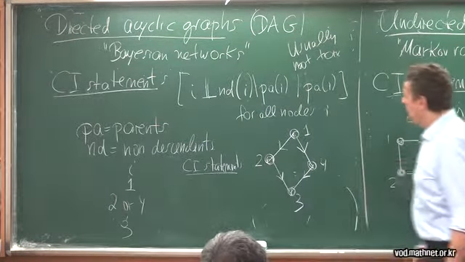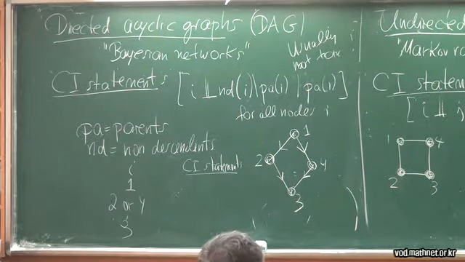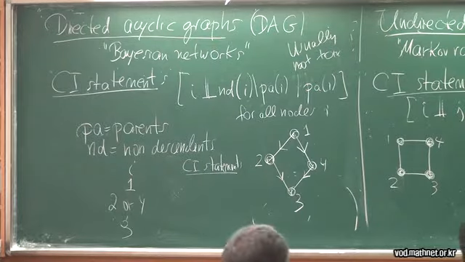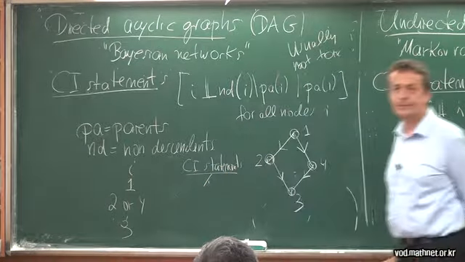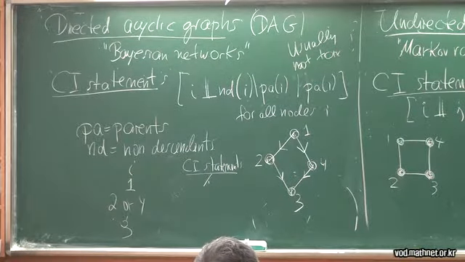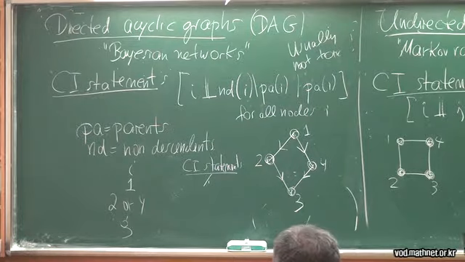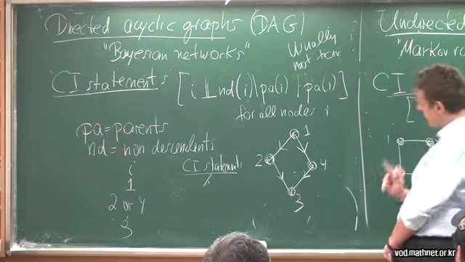Well, let's look at 1. So 1 doesn't have any non-descendants in this example. Everybody is a descendant of 1, so there's no statement. Because I and J should be non-empty sets. I should have said that: I, J, and K. I and J should be non-empty, and K could be empty. So there's no statement. But 2 and 4 actually give the same statement.